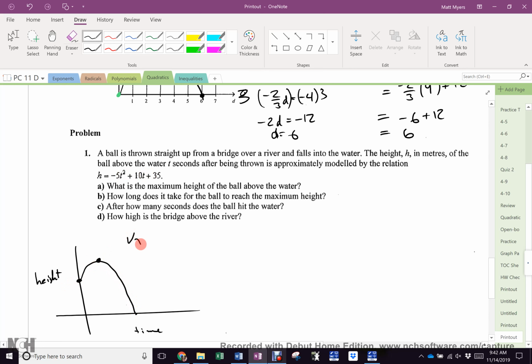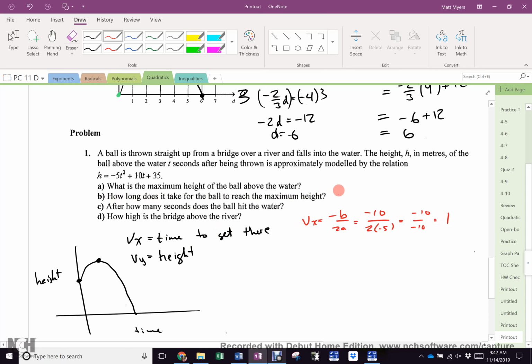My vertex, my Vx, equals the time to get there. My Vy equals the height. So let's find that vertex. Vx equals negative b over 2a, which is negative 10 over 2 times negative 5, which is negative 10 over negative 10, which is 1. So my Vx is 1. That's the time to get there. How long does it take the ball to get there? 1 second.